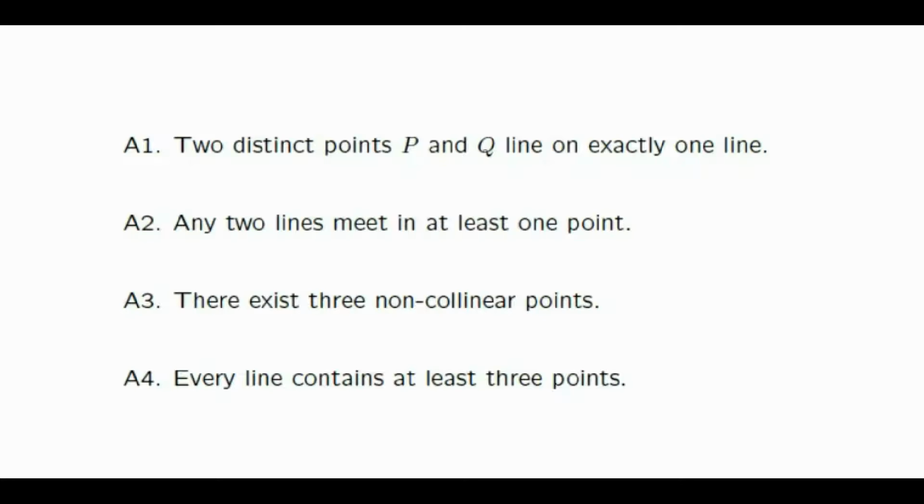Collinear points are points which lie in a straight line. And also every line has at least 3 points. So these are known as the incidence axioms. And to get proper projective geometry, you have to assume one more thing.